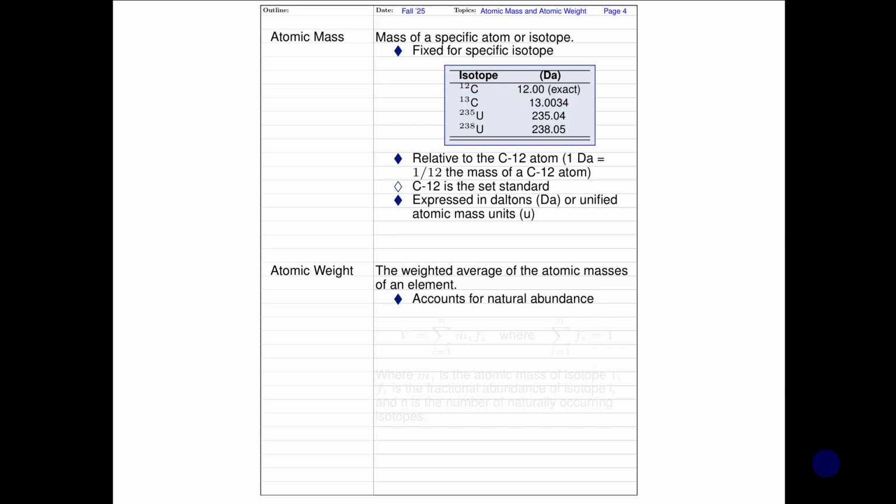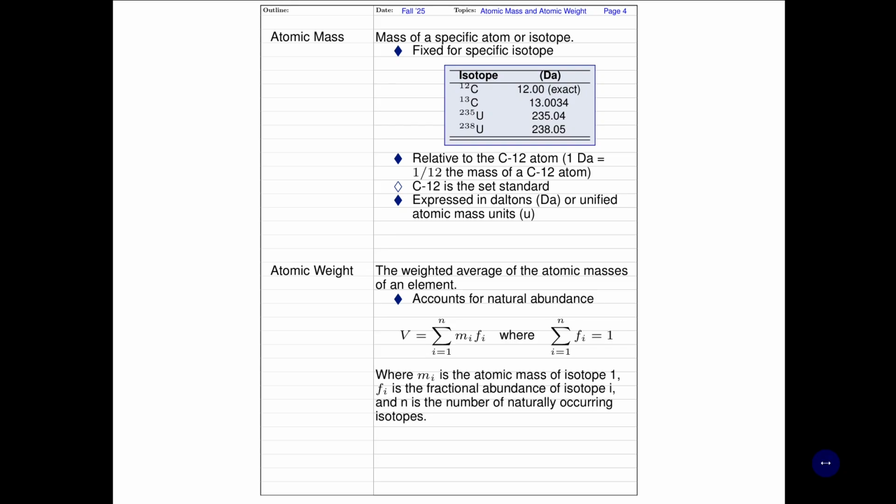Remember, we need to calculate an average mass of each element for calculations. To account for the isotopes and their uneven distribution when calculating this average mass, or what we call the atomic weight of an element, the following equation is used. For each of the isotopes in a given element, the mass of the isotope is multiplied by its fractional abundance, and the sum of the products is taken.